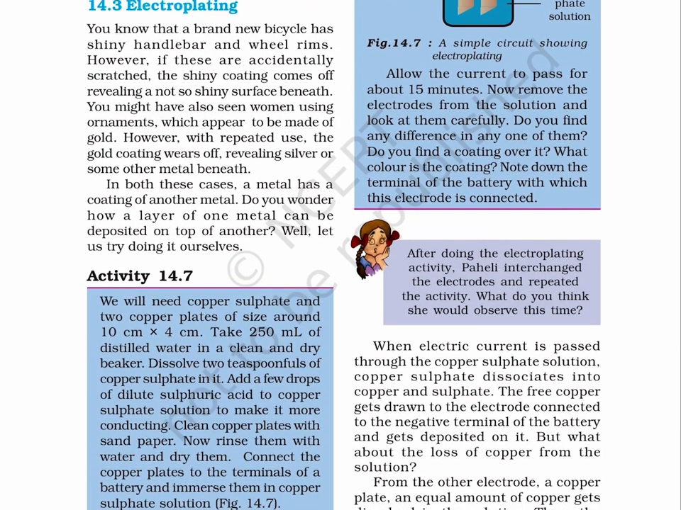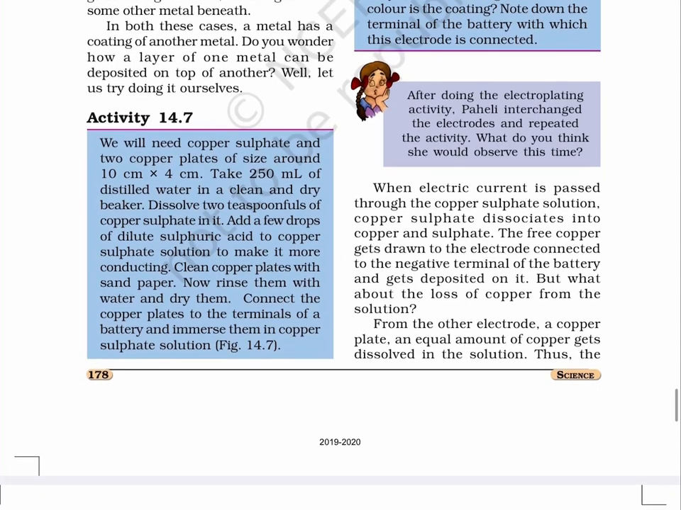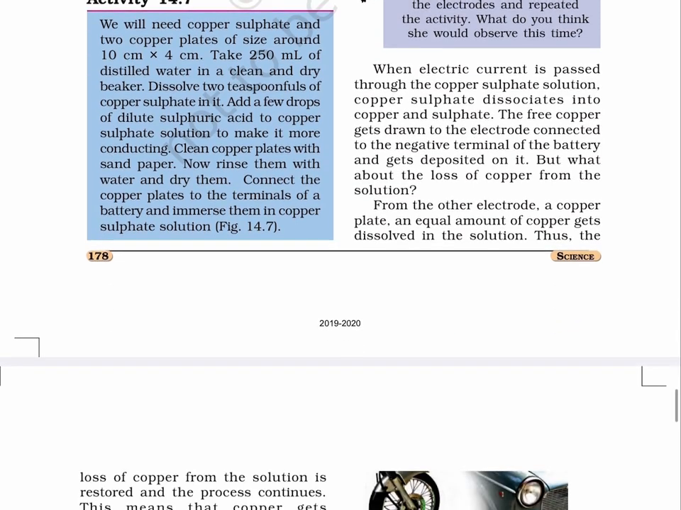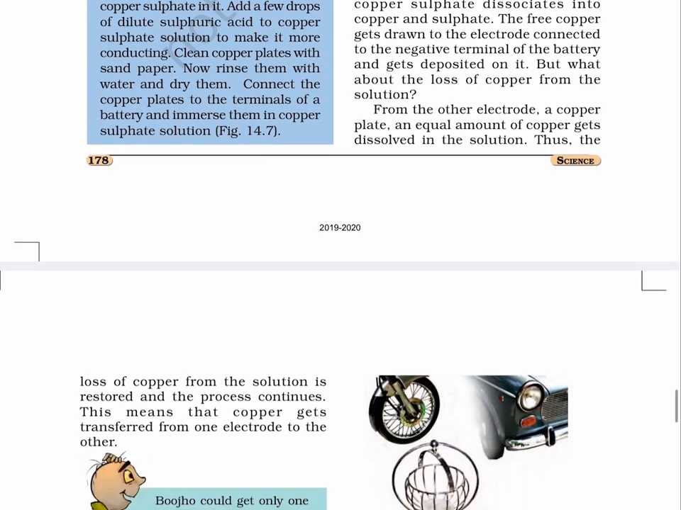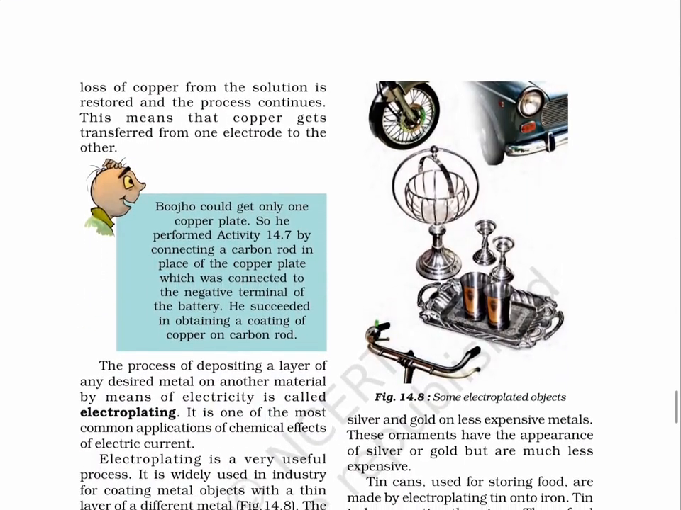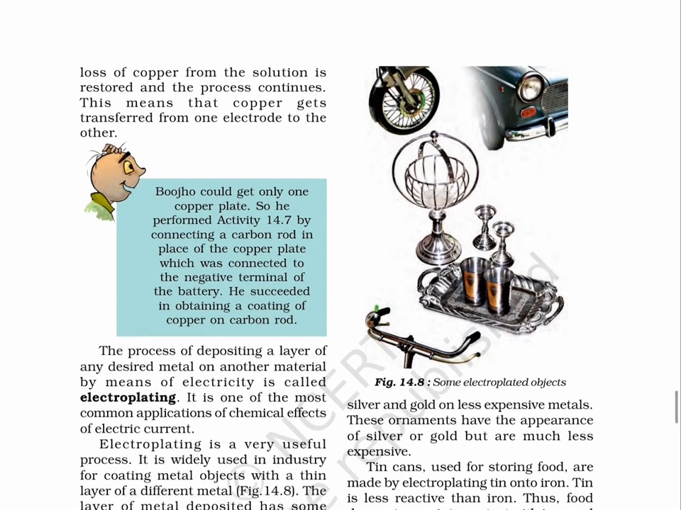When electric current is passed through the copper sulfate solution, copper sulfate dissociates into copper and sulfate. The free copper gets drawn to the electrode connected to the negative terminal of the battery and gets deposited on it. But what about the loss of copper from the solution? From the other electrode, a copper plate, an equal amount of copper gets dissolved in the solution. Thus, the loss of copper from the solution is restored and the process continues. This means that copper gets transferred from one electrode to the other.